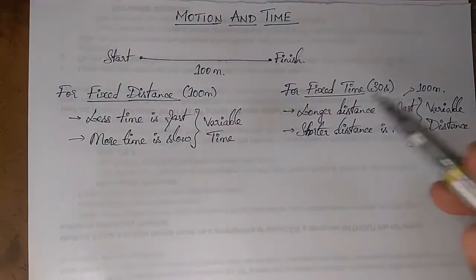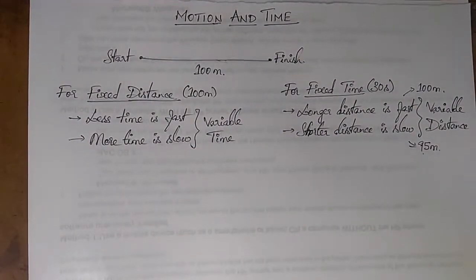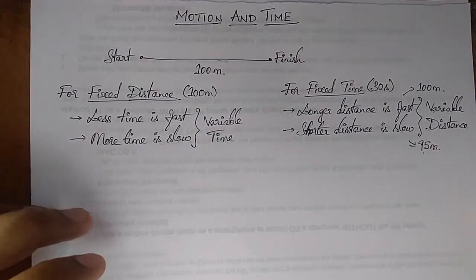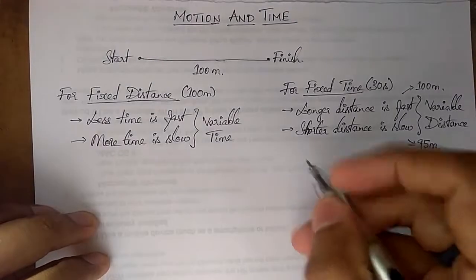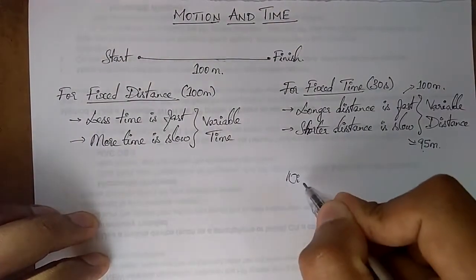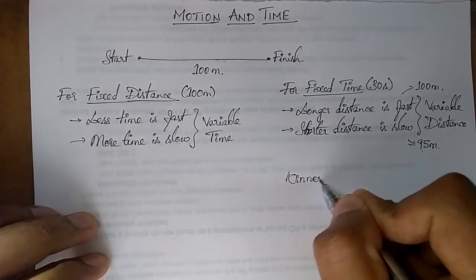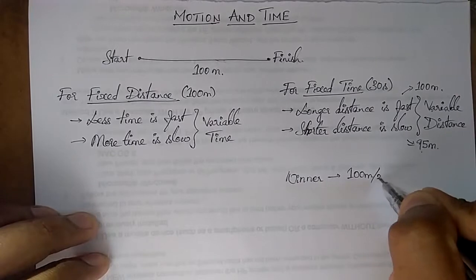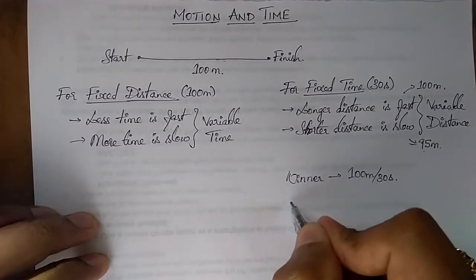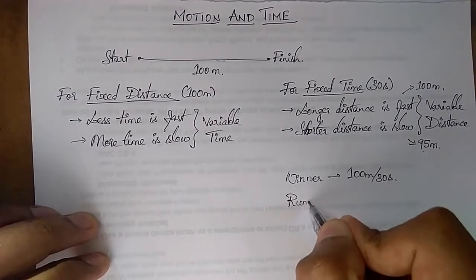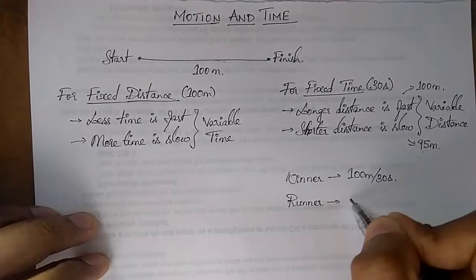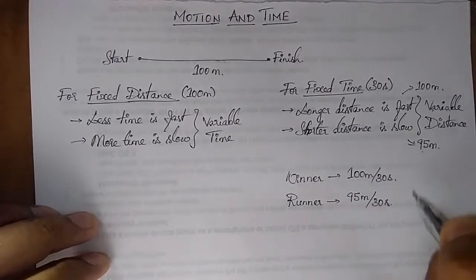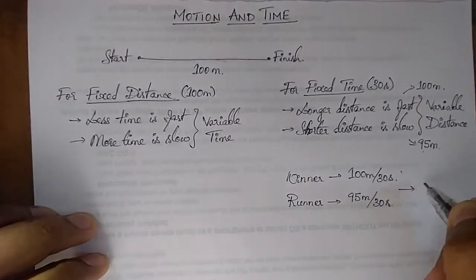Among which the second method is most practically acceptable and it is also useful in comparing two quantities because, as we had mentioned earlier, the winner takes 100 meters in 30 seconds and the runner takes 95 meters in 30 seconds. It is easy to represent it like this.